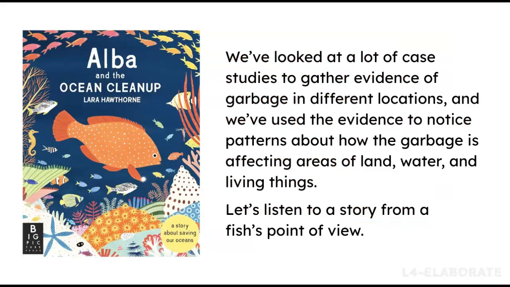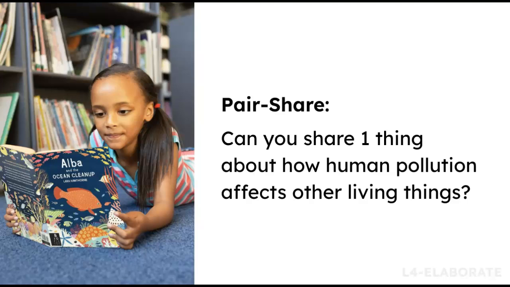In the Elaborate portion of this lesson, you will introduce the book Alba and the Ocean Cleanup by Laura Hawthorne. Use the Read Aloud guide to read Alba and the Ocean Cleanup. After the read aloud, have students pair share one thing about how human pollution affects other living things. This is a chance to do a quick check for understanding. See the assessment tracker for further guidance.